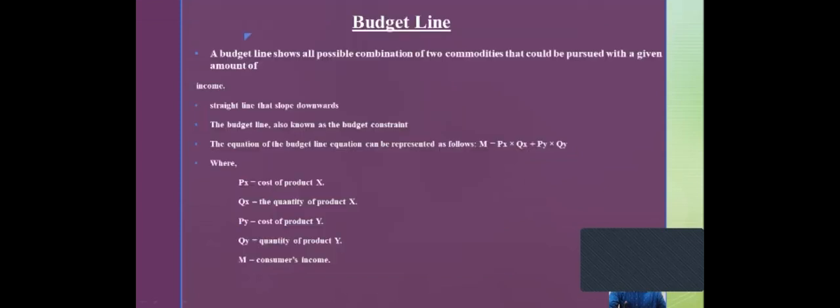Now, what is budget line? Budget line shows all the possible combinations of two commodities that could be purchased with a given amount of income. That means, suppose you are given 100 rupees, and you are asked to purchase X and Y products, apple and orange, or Kit Kat and Cadbury. So you have to spend your total 100 rupees on both the commodities so that your satisfaction will be maximum and no money income will be left in your hand.